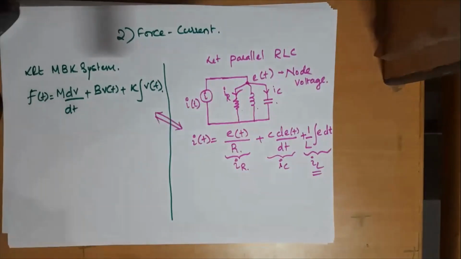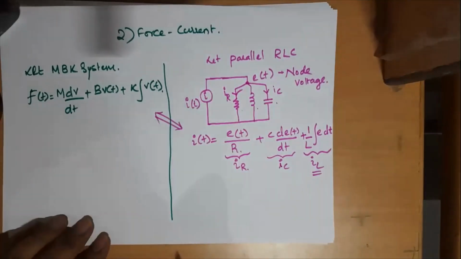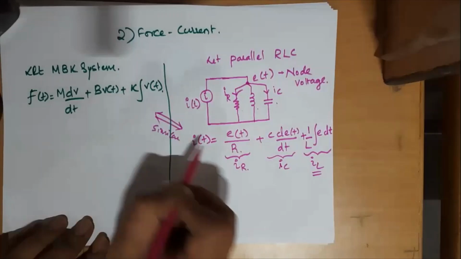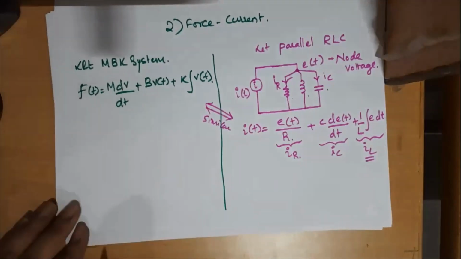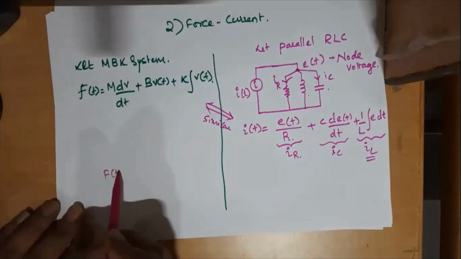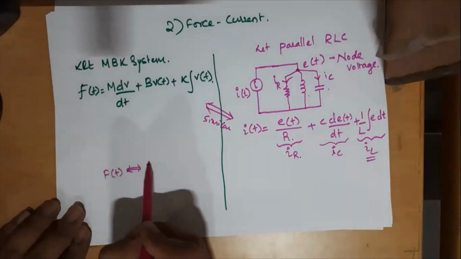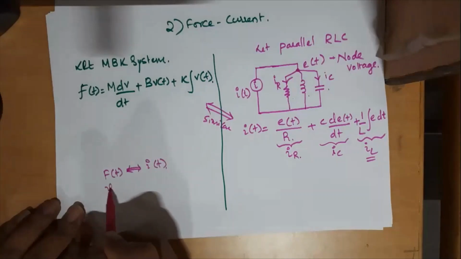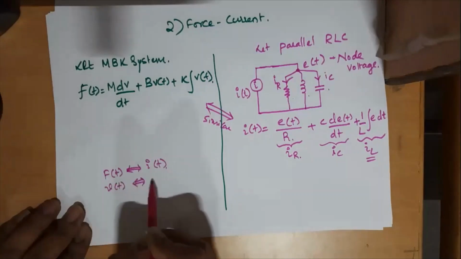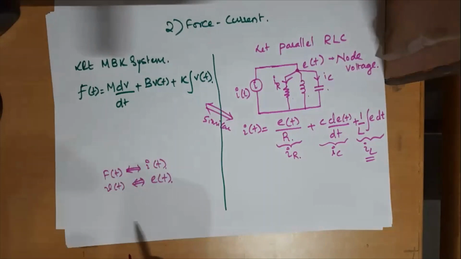Now compare these two equations and they look similar. Okay, so this is force current analogous case. So now compare element by element of both the equations. Suppose force is equivalent to current. Then what about velocity is equivalent to? It is equal to the voltage, the node voltage E of t.